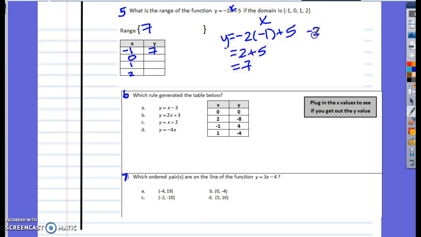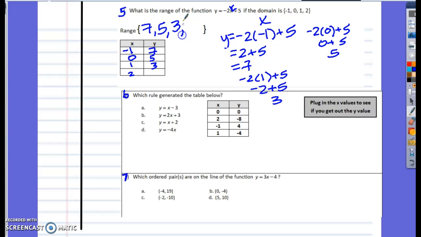-2 times 0 plus 5, which is 0 plus 5, and that gives you 5. So a range of 5. And we have -2 times 1 plus 5. It gives you -2, so that range would be 3. So again, to get the range here, I'm just taking my domains, the x values, and plugging them in here for x. And finally, we have -2 times positive 2 plus 5. -4 plus 5 is 1.